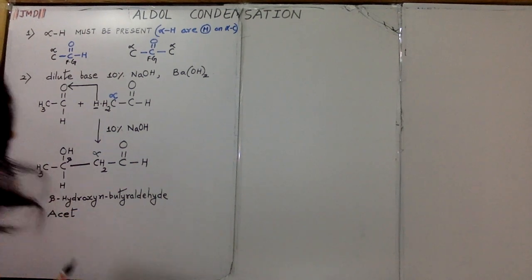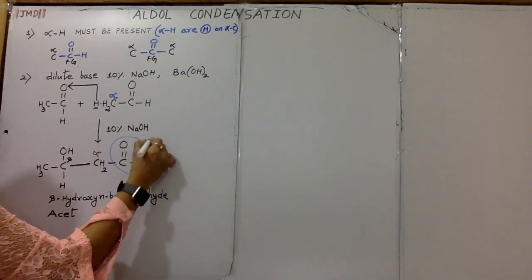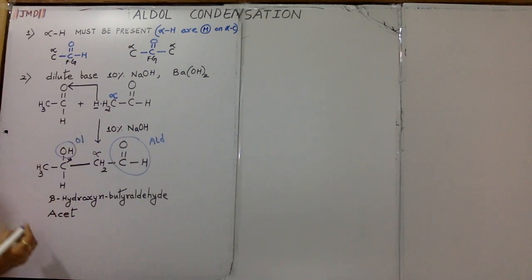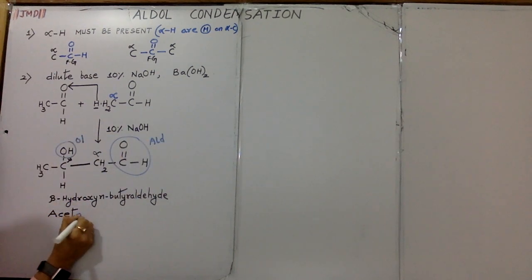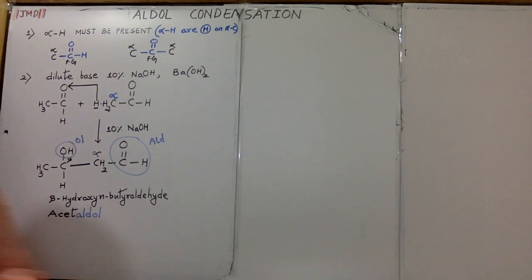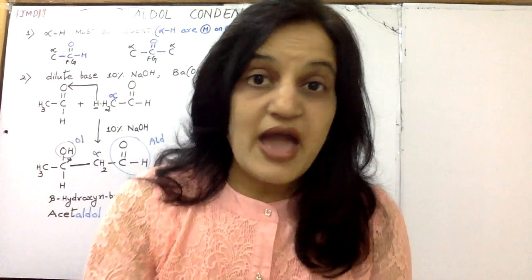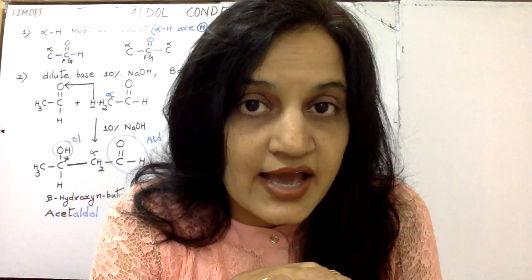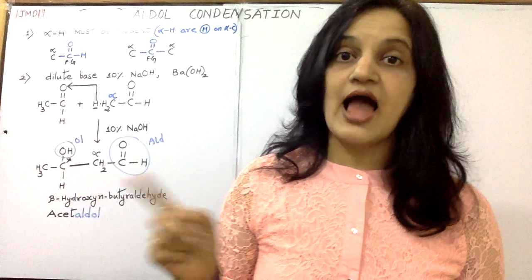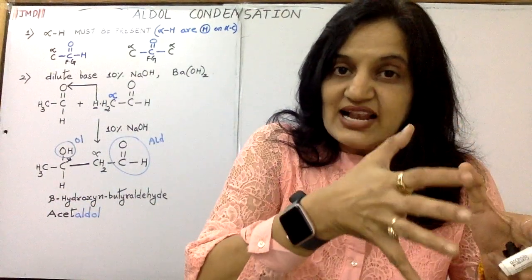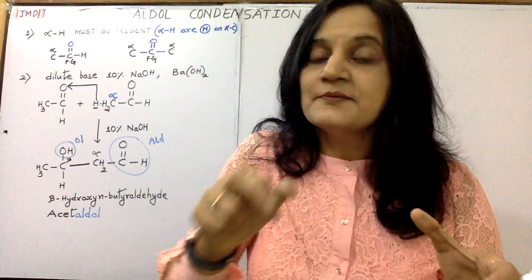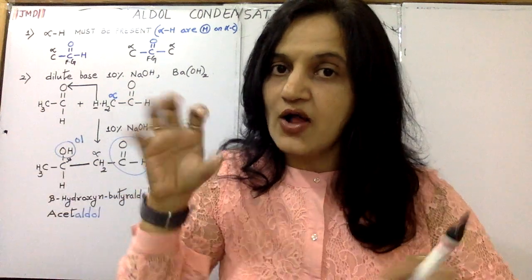Now see, look here. This is an aldehyde group, and children, this is an alcoholic group. Together they became aldol. It simply means a molecule which is bifunctional, and in the bifunctional group, one of the groups is an aldehyde and the other group is an alcohol. So aldehyde, alcohol, so aldol.